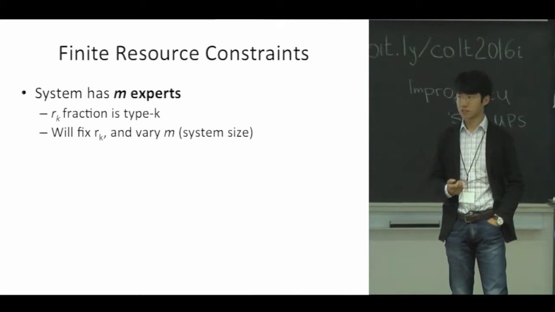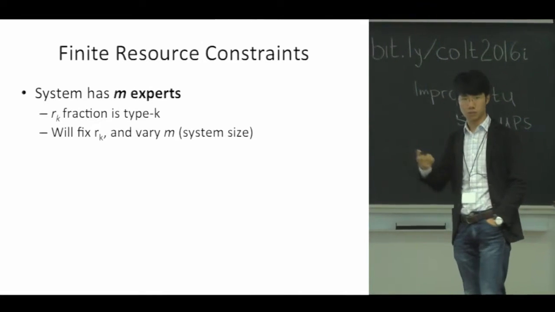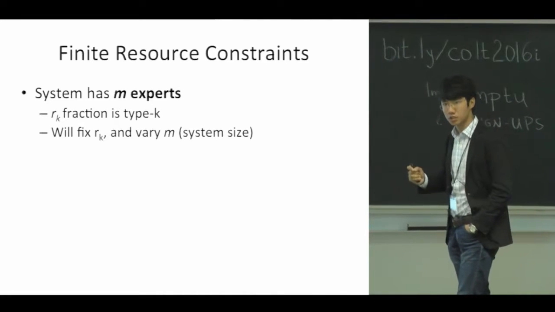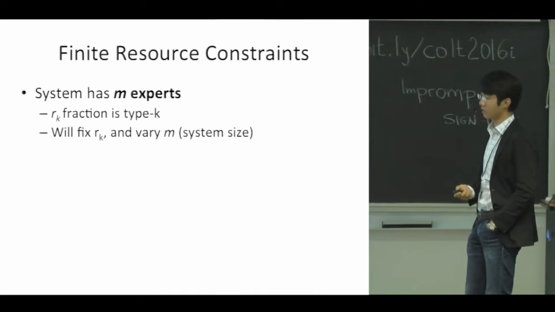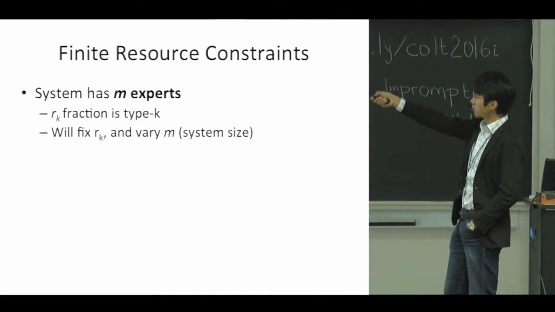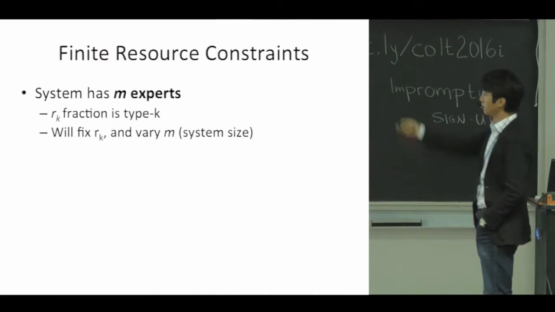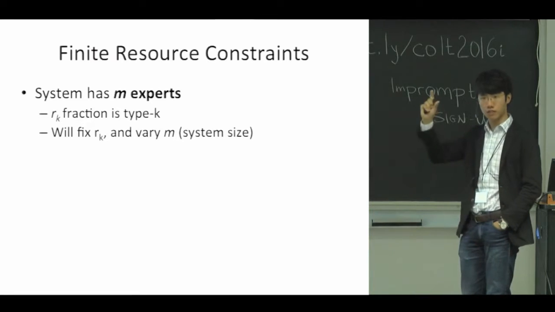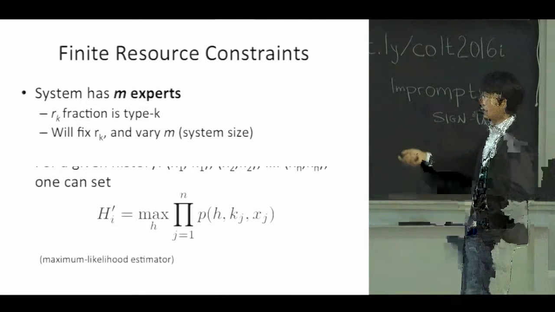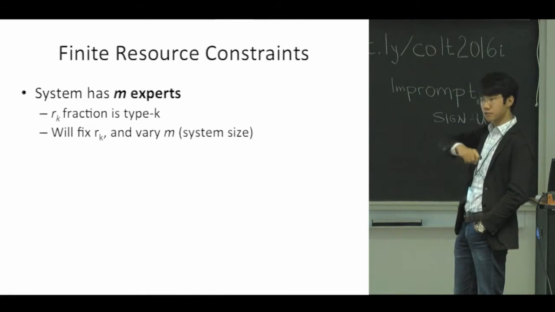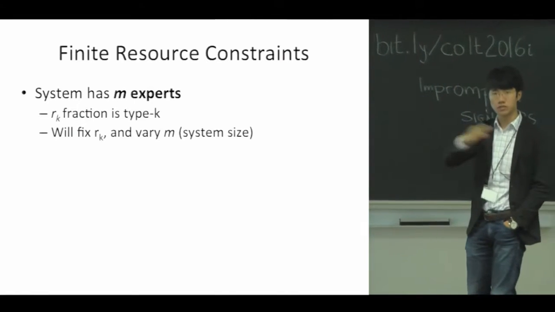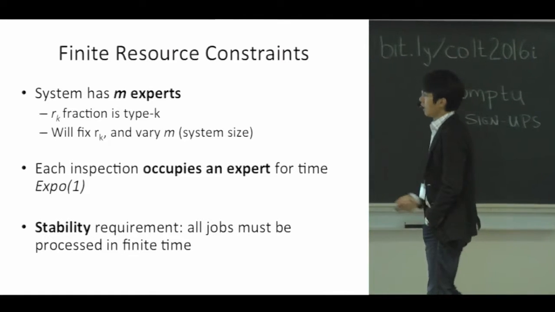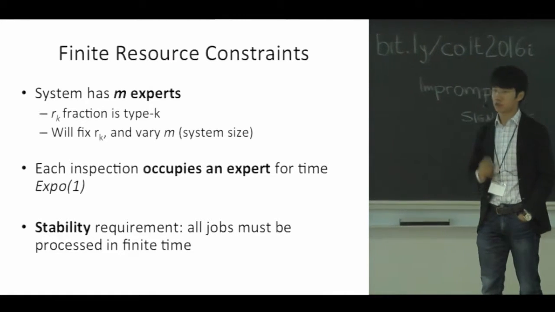What are the constraints? Well, the constraints are that we have a finite number of people, and each inspection will take some non-trivial resource out of the expert. So we'll assume that there are essentially a finite number m of experts, and the fraction of expert type k is fixed to be some number r_k. And in this work, we'll fix r_k and vary m. So r_k can be thought of as a parameter, whereas m is a variable of system size we're going to decide. And each inspection will occupy an expert for a finite amount of time.